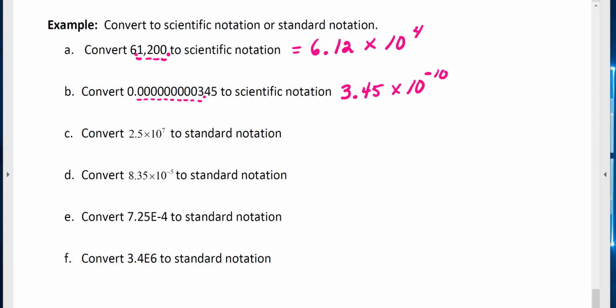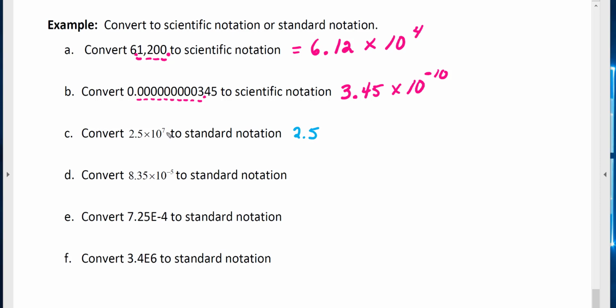Now convert 2.5 times 10 to the 7th to standard notation. So we're going to have to expand it back out. Since it's a 7 as the exponent, that means we're going to write this number as a larger number. I'm going to take the 2.5, I'm going to rewrite it over here, and I'm going to just move the decimal place.